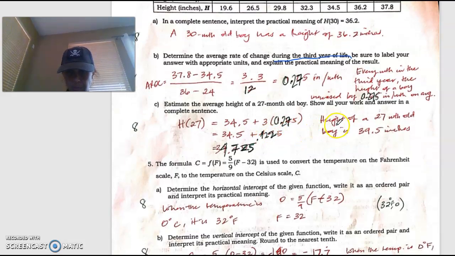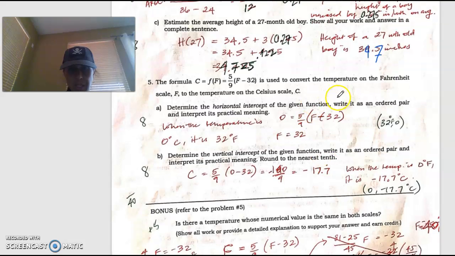You'll notice this answer is actually 34.7 inches as calculated. Okay, horizontal intercept. There's my function. Horizontal intercept, always set the output to 0, then solve for the input. I know I didn't show a whole lot of work here, but if I multiply both sides by 5/9, that's gone. Then I'm going to bring that 32 over by adding it, so I get F equals 32. Always show your work when asked. You don't get credit just for giving answers.